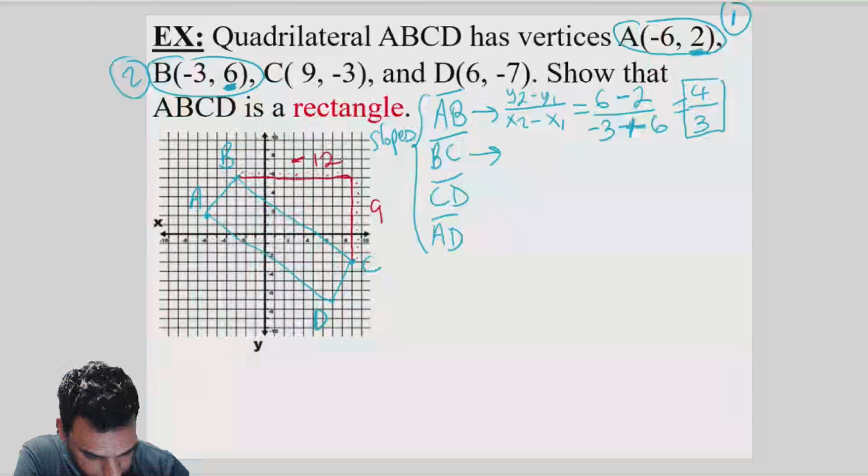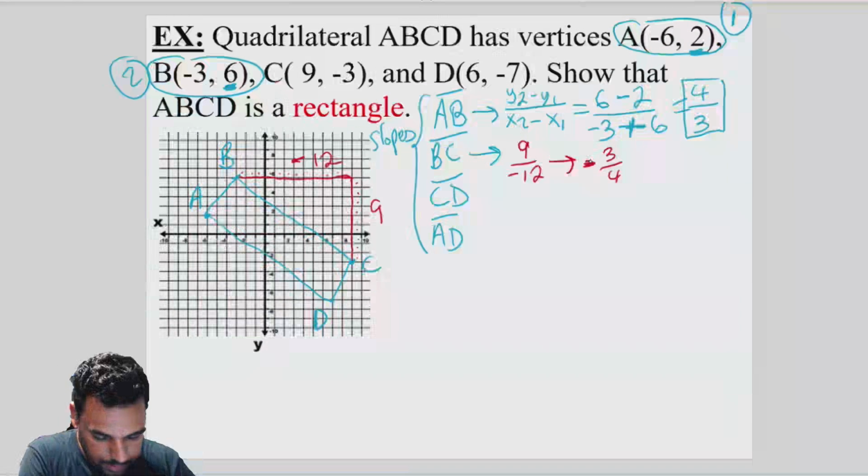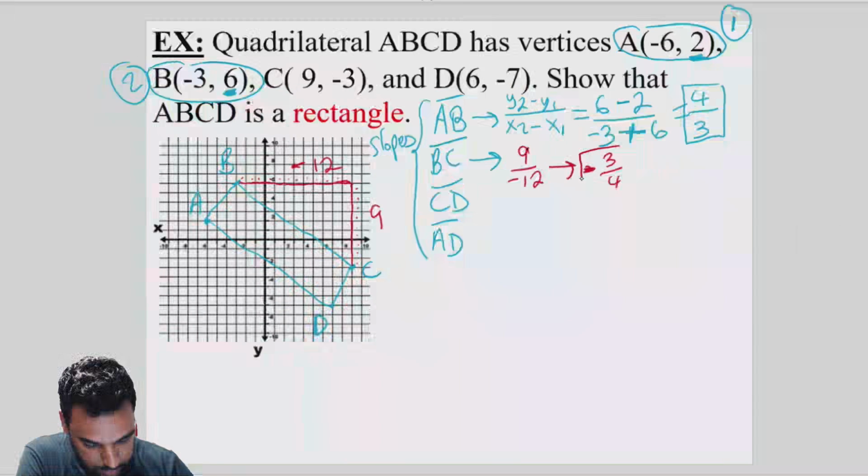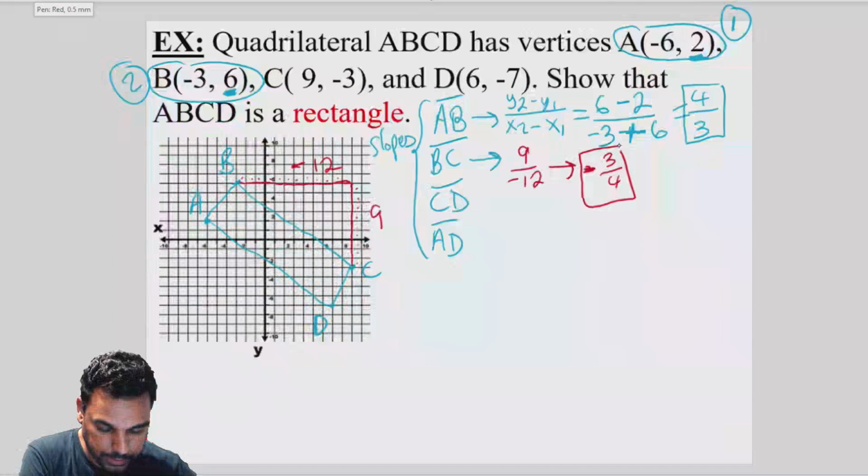So it's a rise over run. So it's 9 over negative 12. Simplify that, divide both numbers by 3. And I get negative 3 over 4. Put the negative with the whole fraction. And yeah, so there is the slope of BC.